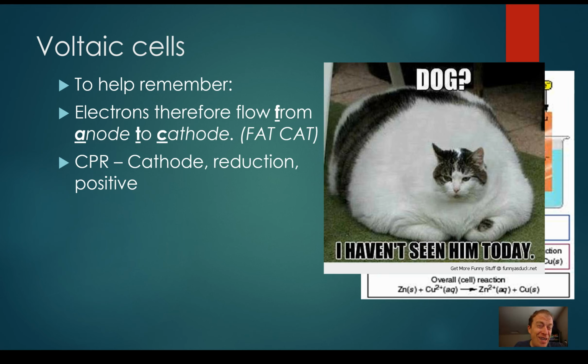Now the little trick is that in an electrolytic cell, some of these things work a little differently. I talked about the other major kind of cell, so that just adds to the confusion. But these things definitely work for a galvanic cell or a voltaic cell. Fat cat, electrons flow from anode to cathode, and CPR, cathode reduction positive. Of course, we'll be going back over all this in class and practicing.